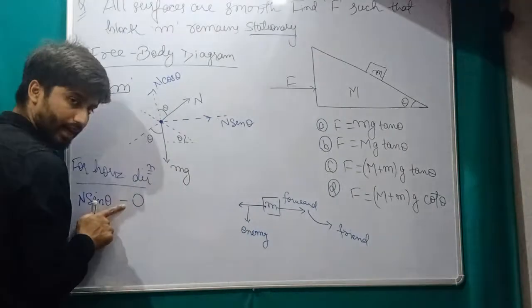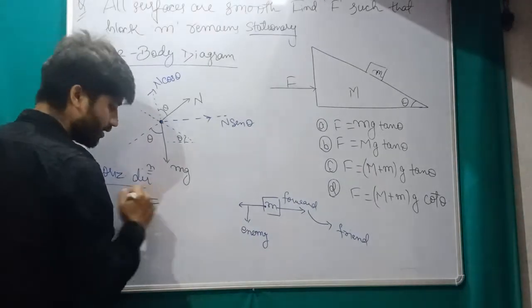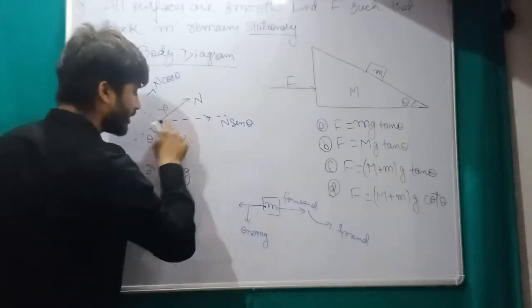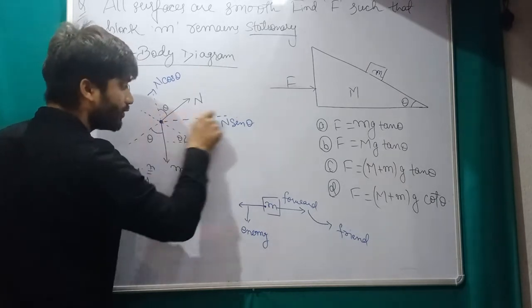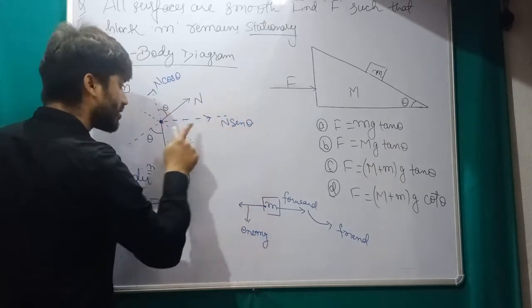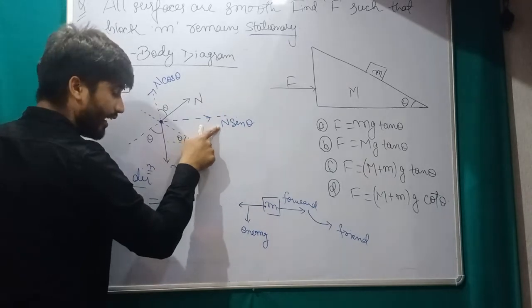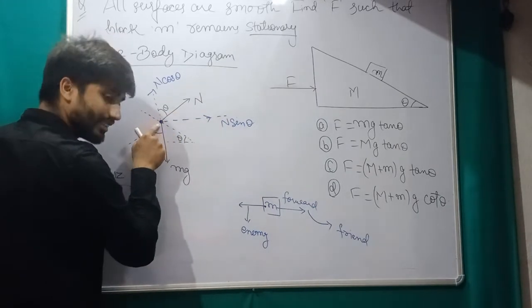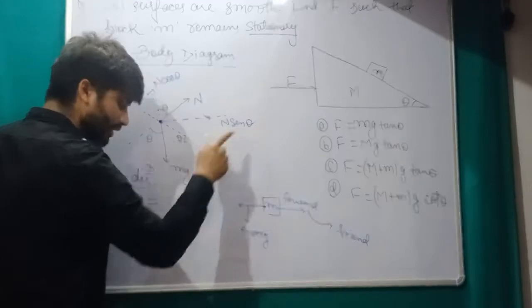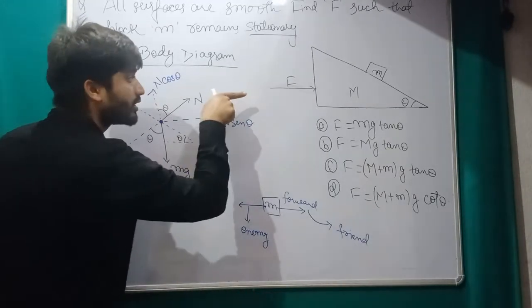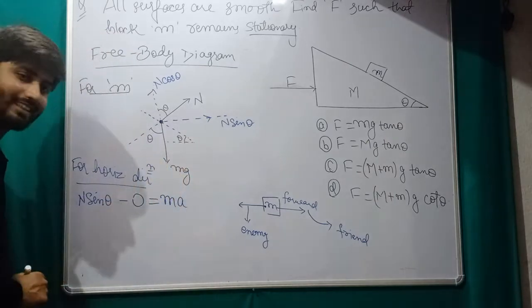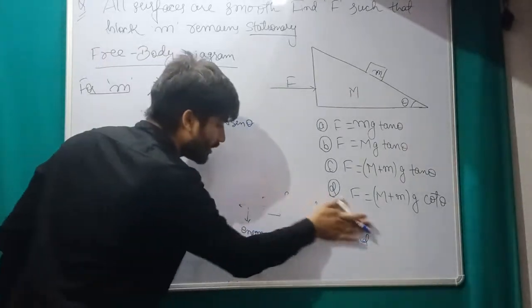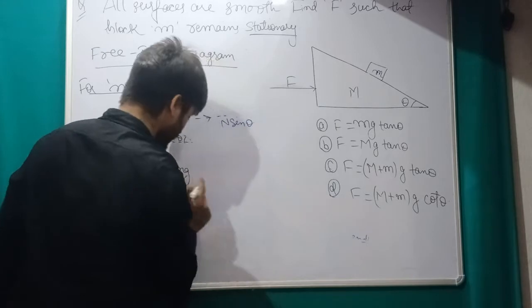That's why there is nothing to subtract here. If this force is pushing this mass m in the forward direction, it will go in the forward direction with acceleration a, because F is acting. So N sin theta equals m a. This is the trick, and this is the first equation over here.